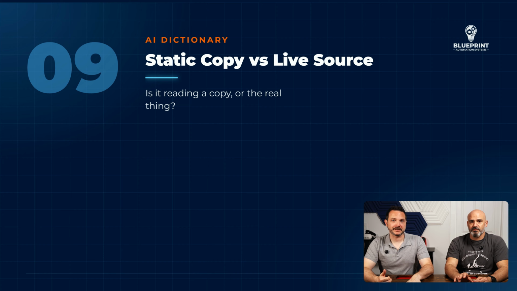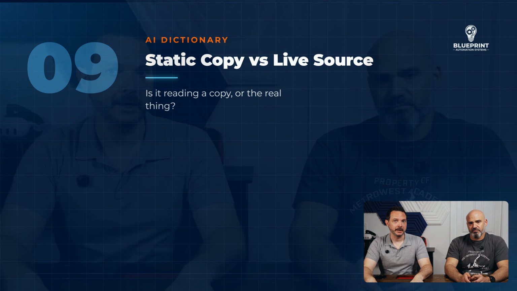So, static copy versus the live source of information, the source of truth. One more thing to check on before anybody builds something for you, and it's the question that ages badly if nobody asks it: is the tool reading a copy of something, or is it reading the actual true source?